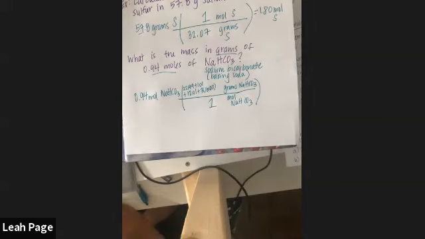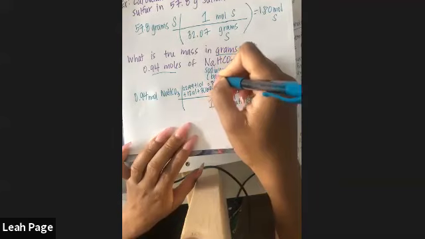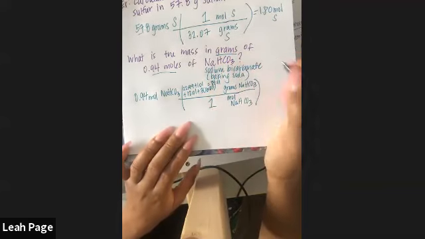So you ended up getting 84.01. Let me see. 12.01 plus 3 times 16. Yep, 84.01. So this technically is equal to 84.01 grams.